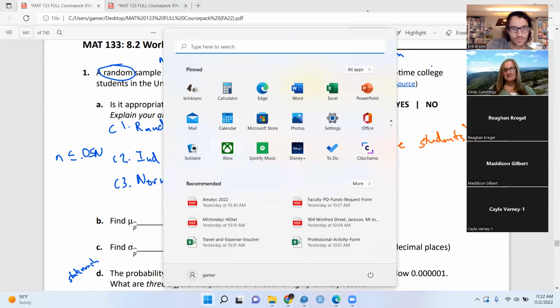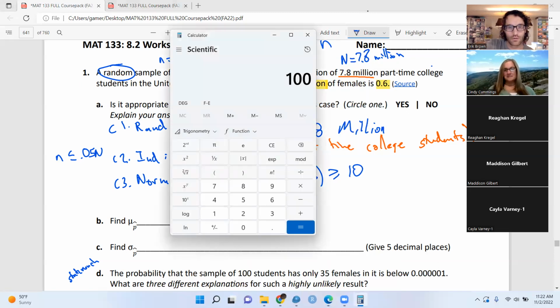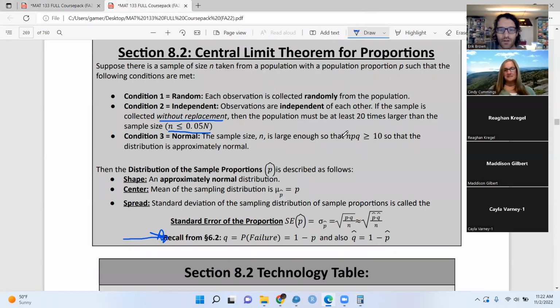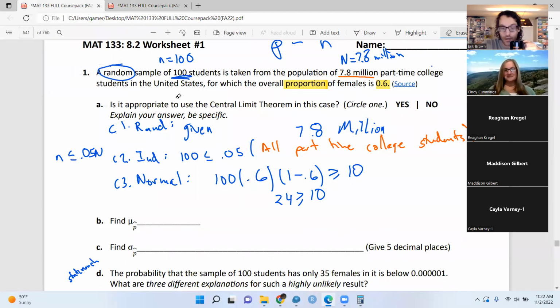So let's do it. 100 times 0.6 times 0.4. 24. Hooray, it did it. 24 is greater than or equal to 10. This is just given to you, right? It's just like, hey, this has to be true. I remember being shown why, but I don't remember what I was shown. So I can't tell you where this came from and why it has to be this. I'd have to look it up. If anyone is super interested, I will look it up and tell you the why. Someone tonight might ask me to do that, so maybe I should do it in advance.